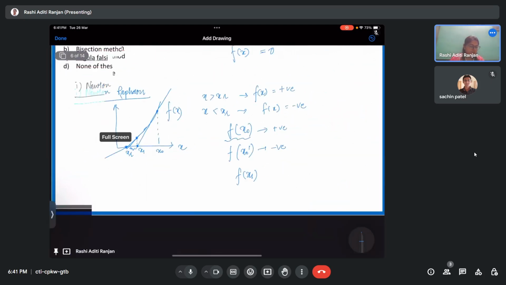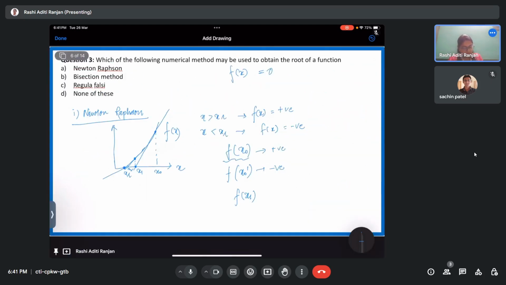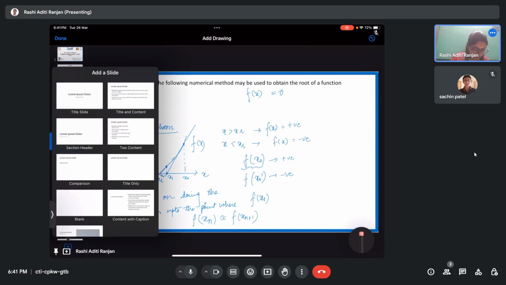So I keep on doing the iteration up to the point where xn is nearly equal to xn plus 1, which means that after every iteration, the variation is not that much. It is very less. So then I can conclude that my xn is actually the root. Okay, clear? This is what the Newton-Raphson method says.